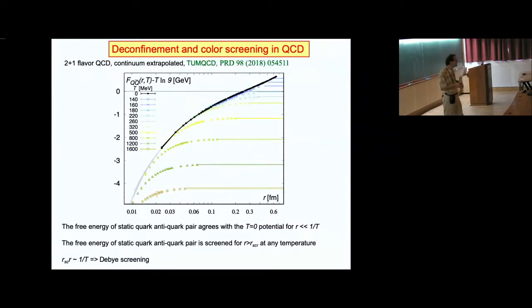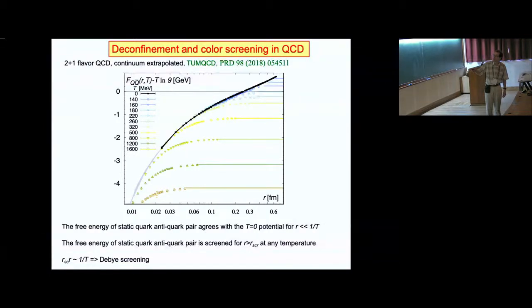Questions? So the T equals 0 part, is it calculated using some models? No. The T equals 0 part was calculated essentially directly on the lattice, this black line.